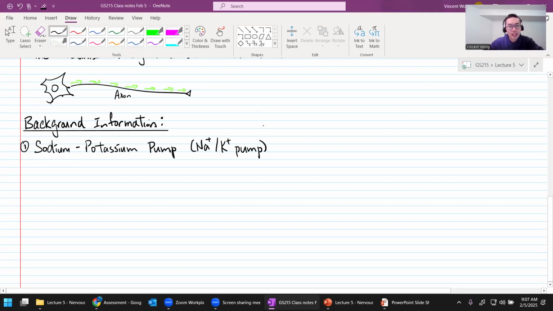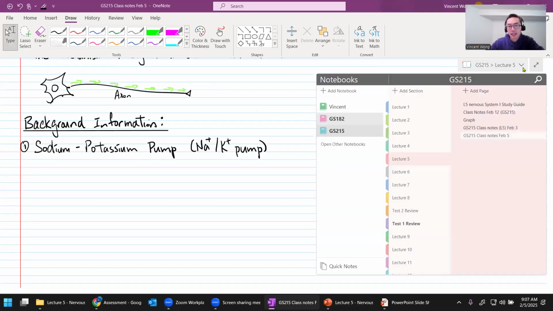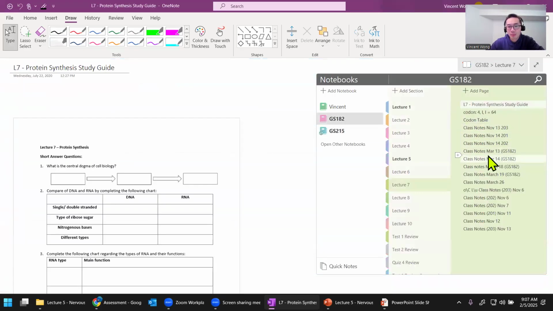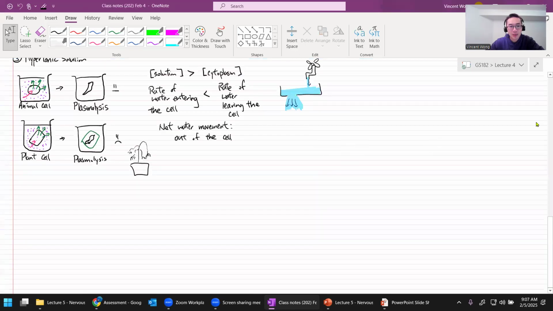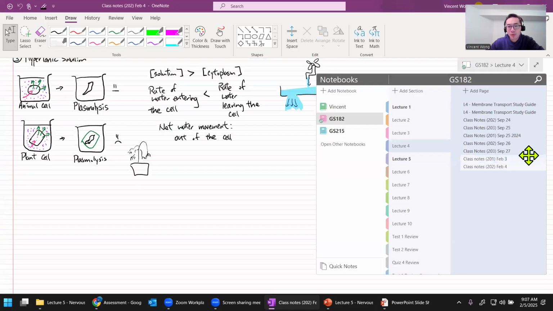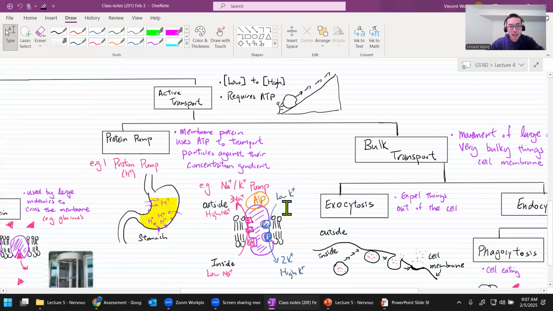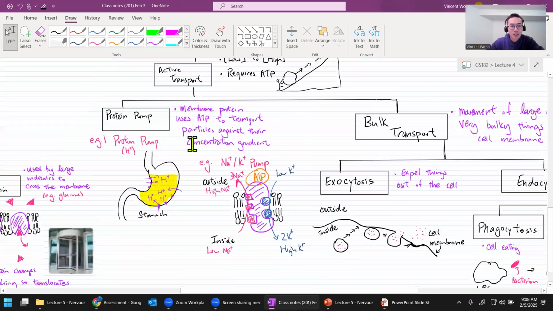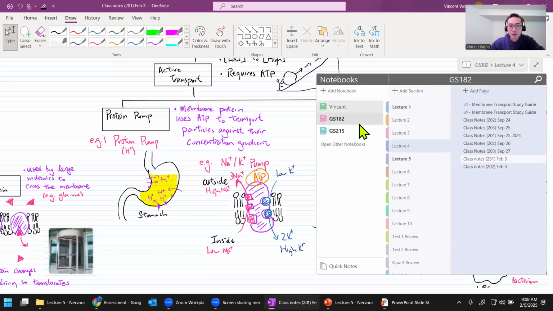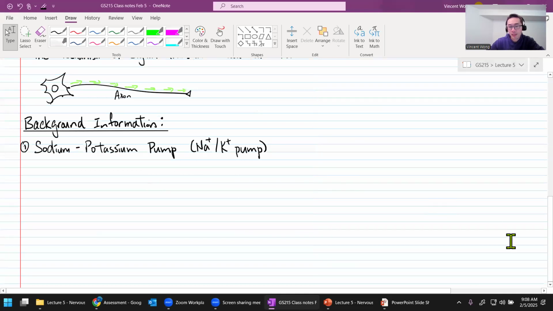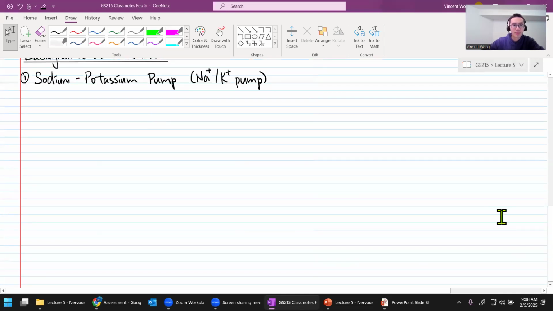You actually learned this from me last semester, the sodium potassium pump. Let me just quickly show you, see if it jogs your memory a little bit. I was just doing it with my other class the other day. When we did this active transport stuff on the protein pump, we talked about the sodium potassium pump. If you don't remember it, totally fine. We're going to go through it right now.